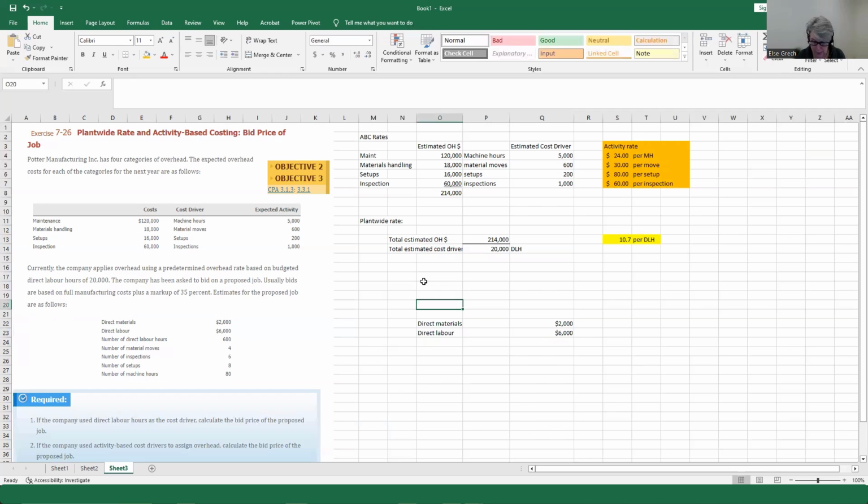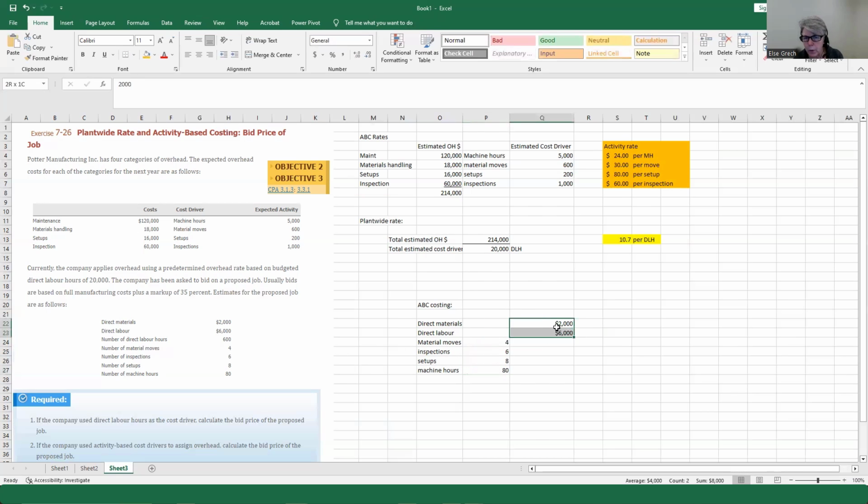So first I'm going to use ABC costing. So that means I'm going to do material moves, inspections, setups, and machine hours. Now it did tell me what they were. So look over here, you can see it right here. There are 4 moves, 6 inspections, 8 setups, and 80 machine hours.